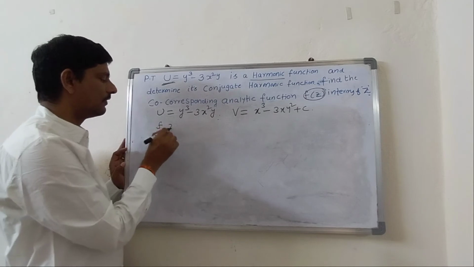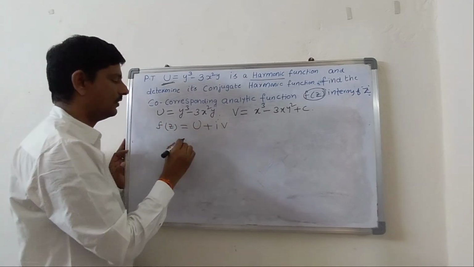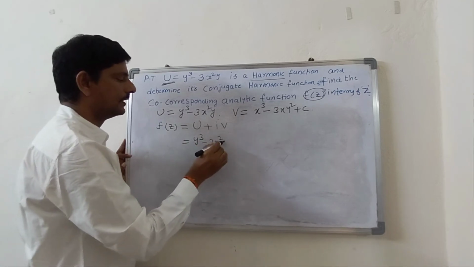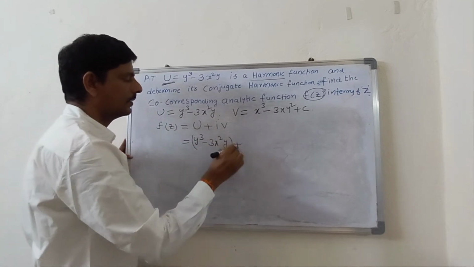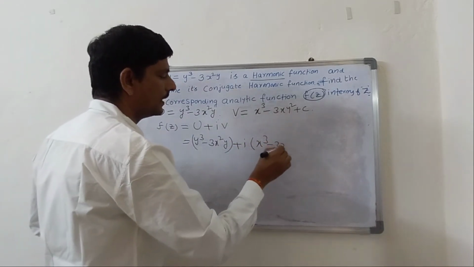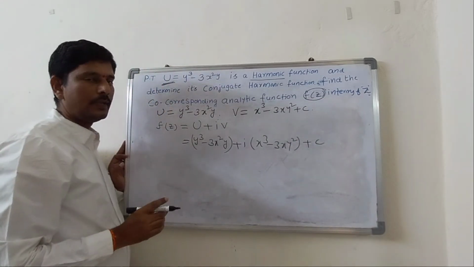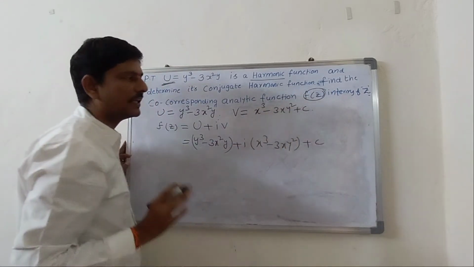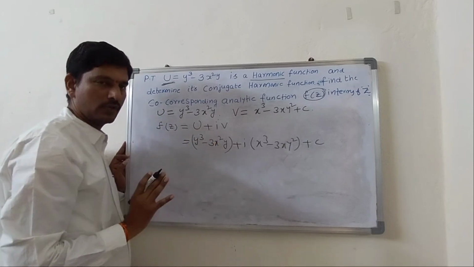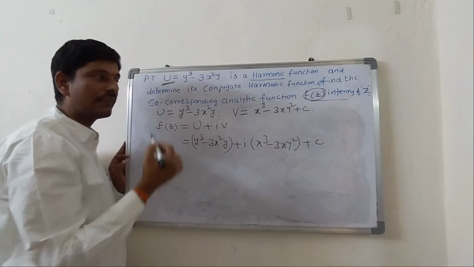Clearly we know that f(z) = u + iv. So what is u? y³ − 3x²y, plus i into v, x³ − 3xy² + c. Okay, if f(z) in terms of z is not asked, it is enough to stop here only. But here it is asked that we have to find f(z) in terms of z.